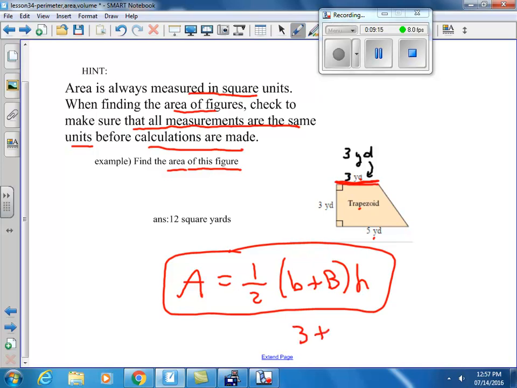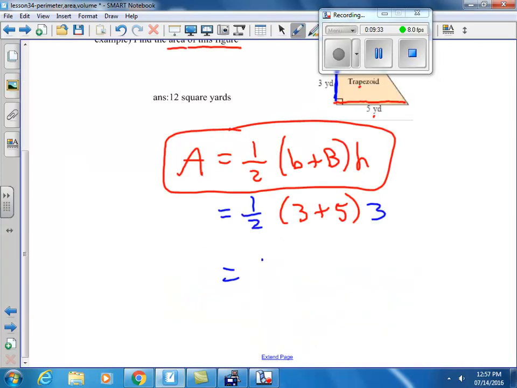Big B is your big base, which is this base here, which is 5. You might be thinking, what's the height? The height of your trapezoid makes a 90 degree angle with its bases. So your height is 3, and then times 1/2. And all I have to do is crunch that out. I can do it on a calculator or in my head here.